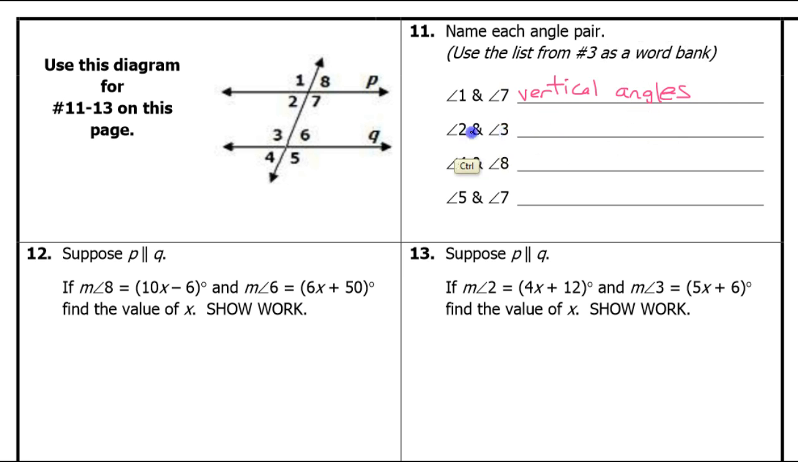Angle 2 and angle 3. So angle 2 and angle 3 are these angles right here. Alright, see how they're between the lines? That means they are interior. See how they are on the same side? That means they are consecutive. So these are consecutive interior angles.